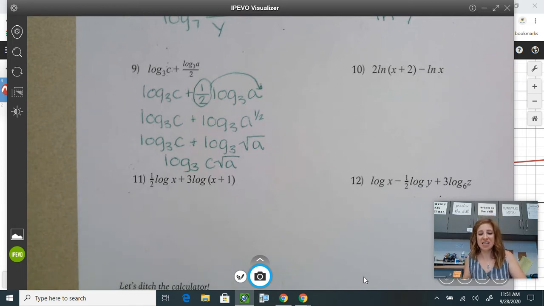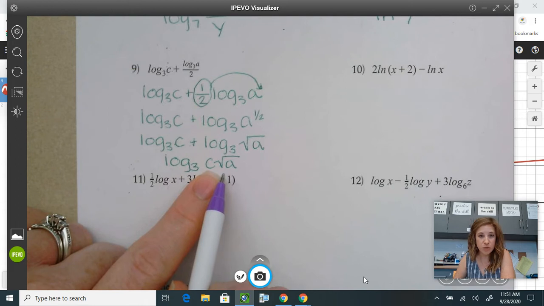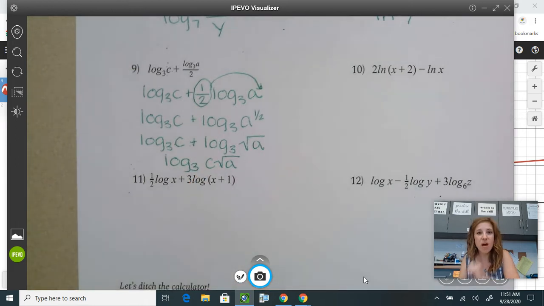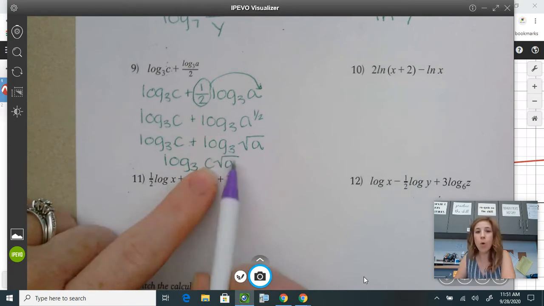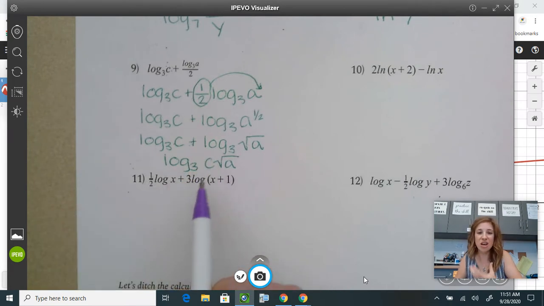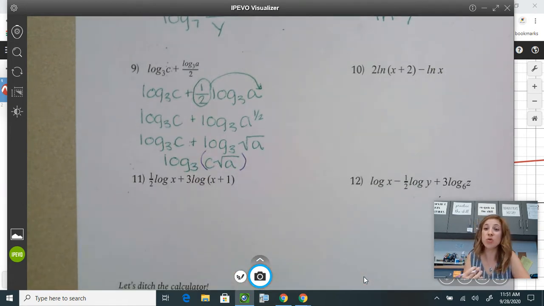Parentheses, do we need them? Technically, no. Parentheses we need when we have multiple terms. But remember, terms are separated by plus or minus signs. This is a product. There are no plus or minus signs. So do I need parentheses around c root a? I do not need them. Can I have them? Absolutely yes. If you're questioning it, just go with the yes, put in the parentheses.